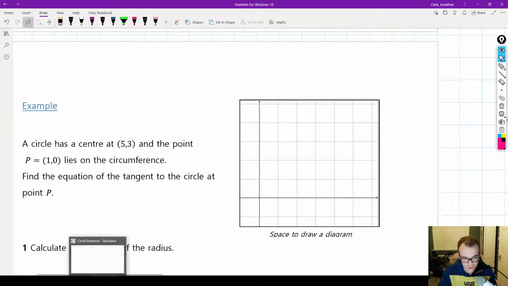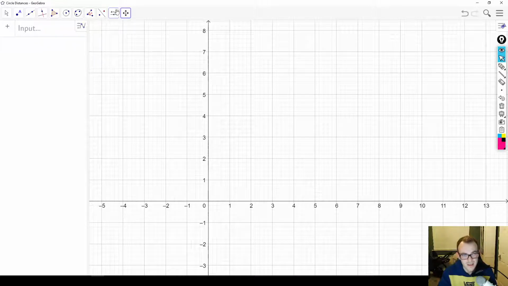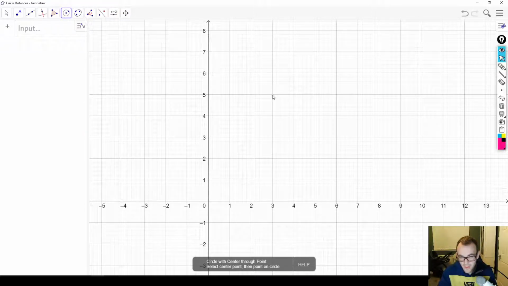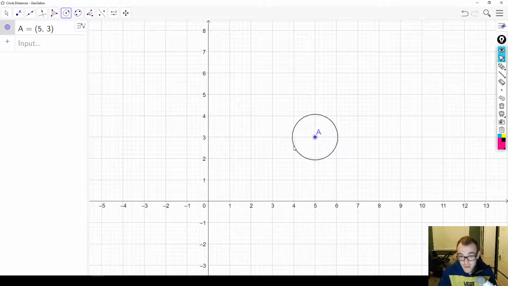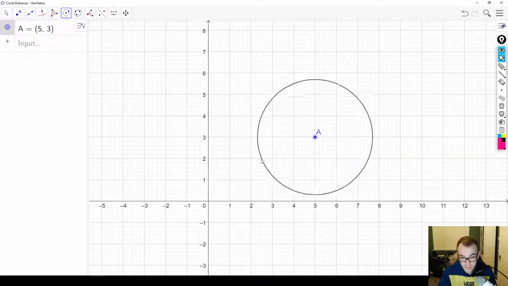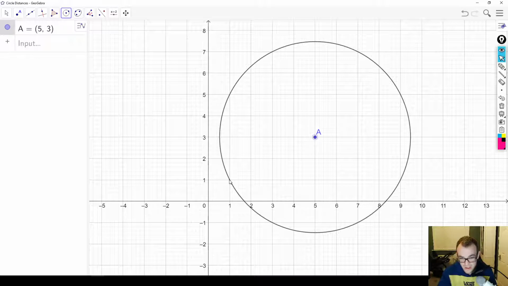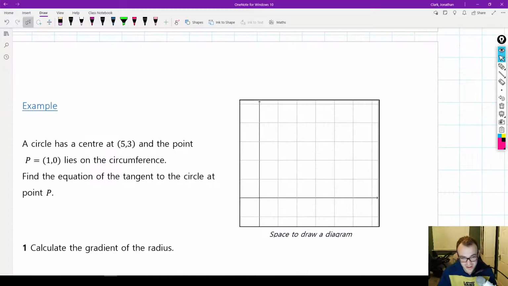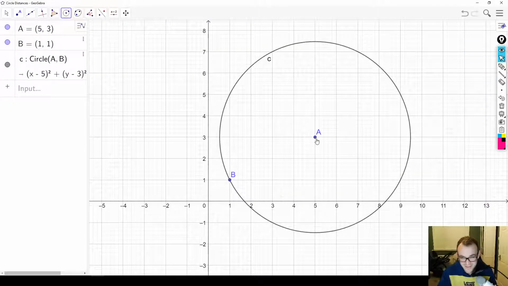Okay, let's go into GeoGebra. Let's get that information down. So it was a point. The center of the circle was (5, 3). (5, 3) is here. And the point (1, 0) was on the edge of the circle. I think that's what it said. Just check that. (5, 3), (1, 0). Okay, fantastic.